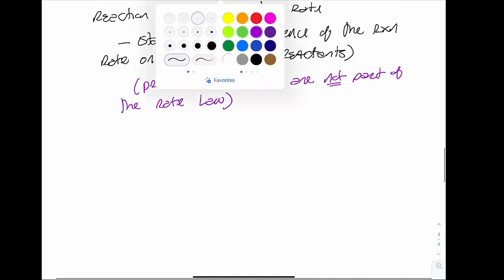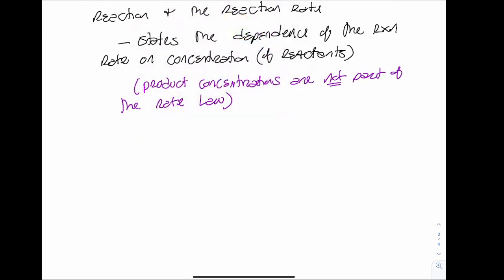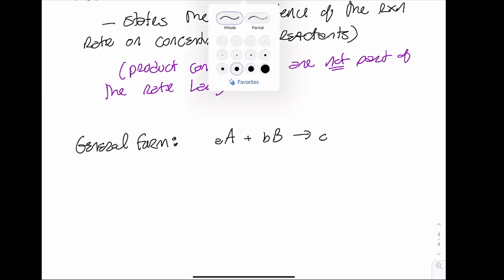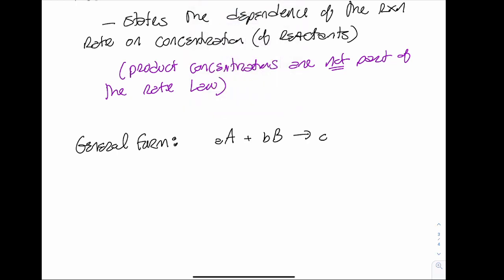So the general form for a rate law, and let's just use a generic reaction. So let's have a moles of A, where lowercase a is representing some coefficient, plus b moles of B going to, and we could just say products if we wanted, because products aren't going to be included.